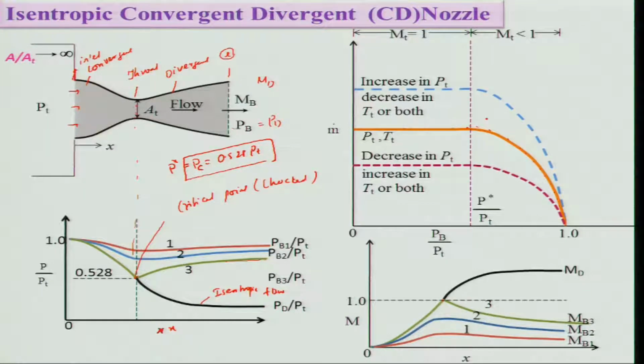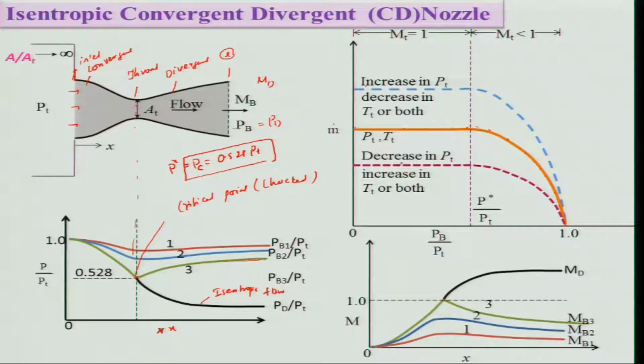So, now if I want to increase or decrease this mass flow rate, what will I have to do? If I want to increase the mass flow rate from this level to that level, then I will have to increase the PT of the reservoir, or the total pressure, or decrease the total temperature, or both. That means, one I will be increasing and the other decreasing, a combination of both, right.